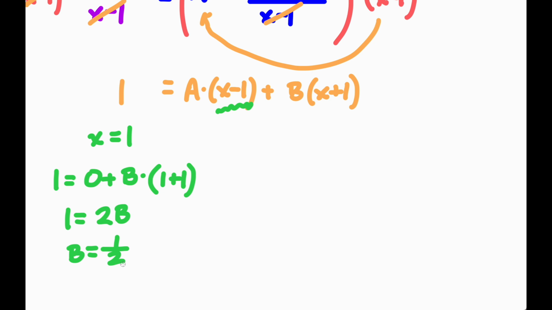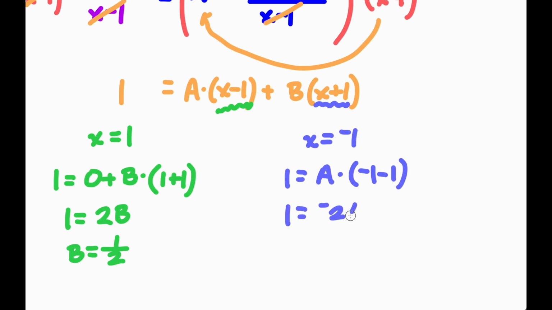Okay. Now we're going to do the exact same thing, only this time we're going to have x equals -1, because then this part right here is going to be equal to 0. So now you're going to have 1 is equal to A times -1 minus 1, because this x right here is just going to be -1 minus that 1. And it's going to be 1 is equal to -2A, which means A is equal to -1/2.